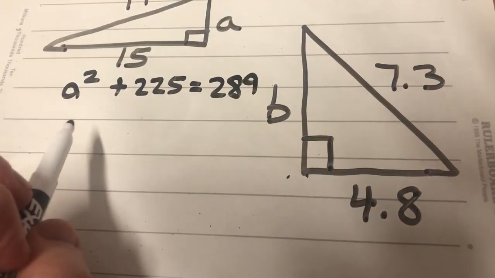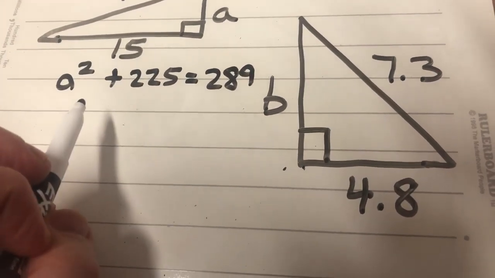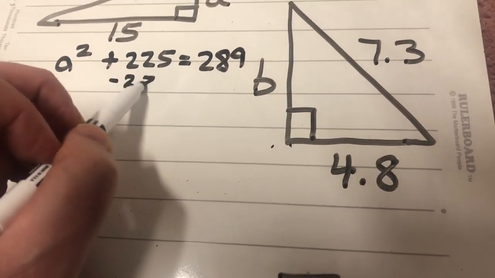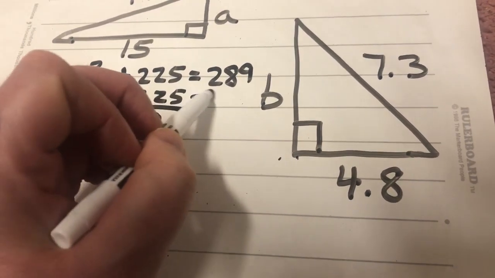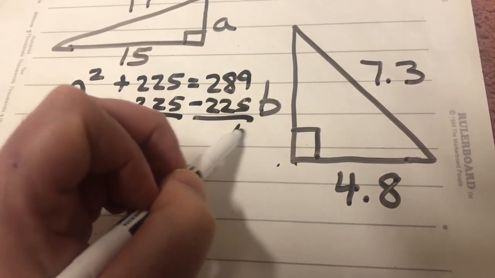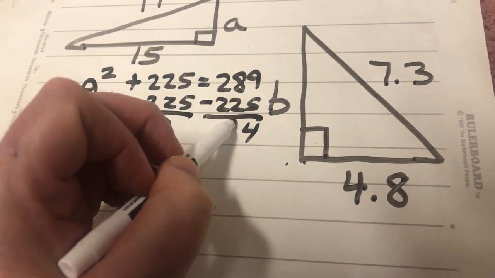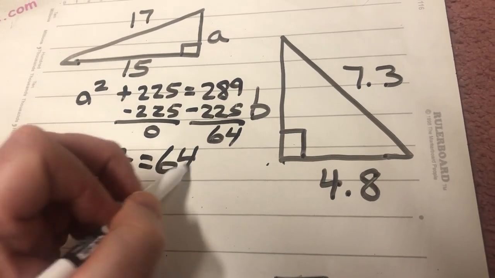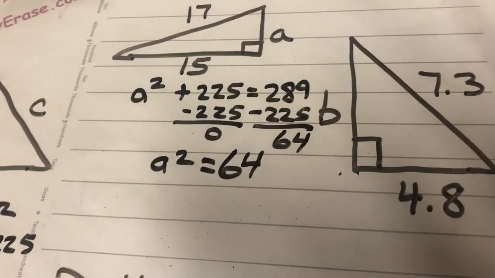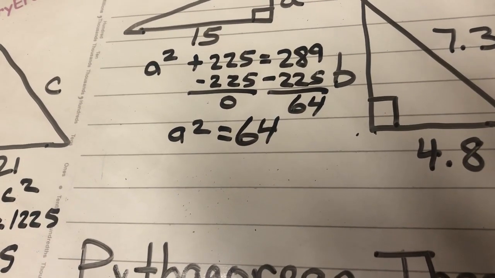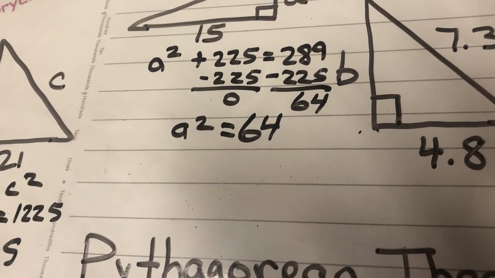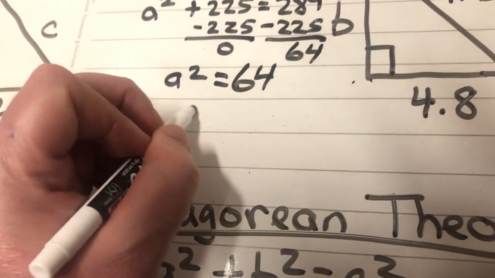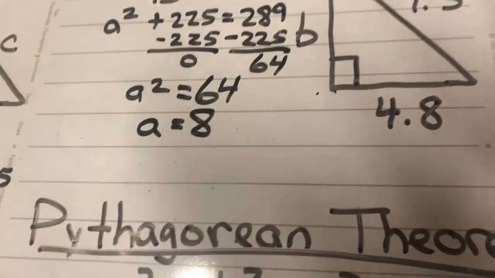Now I'm just going to do what I know about equations. I'm going to isolate a squared by subtracting 225 from both sides. I get 4. 9 minus 5 is 4. 8 minus 2 is 6. 2 minus 2 is nothing. So I get a squared equals 64. Without a calculator, I should know that the square root of 64 is 8, because 8 times 8 is 64. But if you want to double check that, punch in 64, then press your square root button. Sure enough, a is going to equal 8.